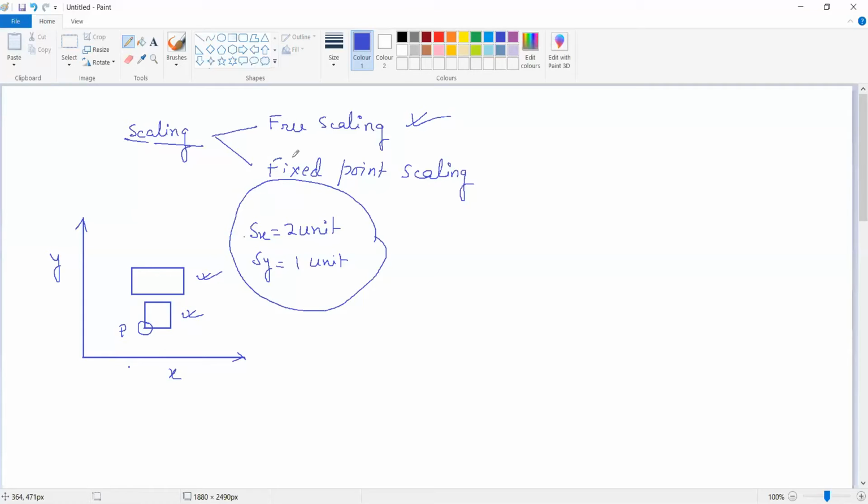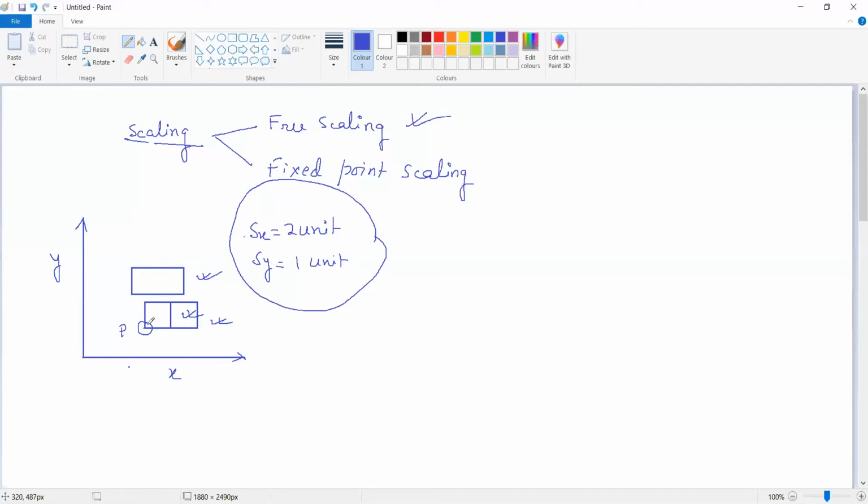So what will happen? The scaling will be done like this. The same scaling operation we want to perform. We want to scale the object 2 units in the horizontal direction and 2 units in the vertical direction. So if we scale this same object, it will look like that. Okay. So this type of scaling is called fixed point scaling.